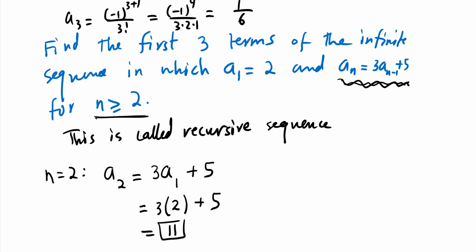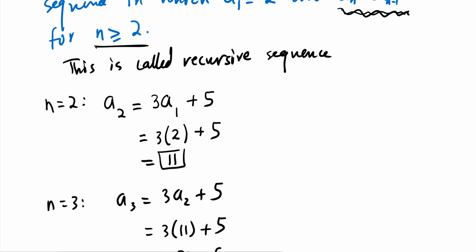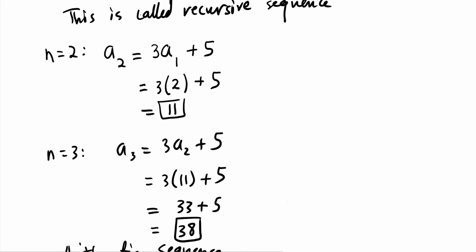What about when n is 3? When n is 3, you get a sub 3 equals 3 times a sub 2 plus 5. But a sub 2 is 11. So 3 times 11 plus 5, 33 plus 5, 38. So therefore, they give us a1, we found a2 and a3, and they want the first three terms. And those are the first three terms.